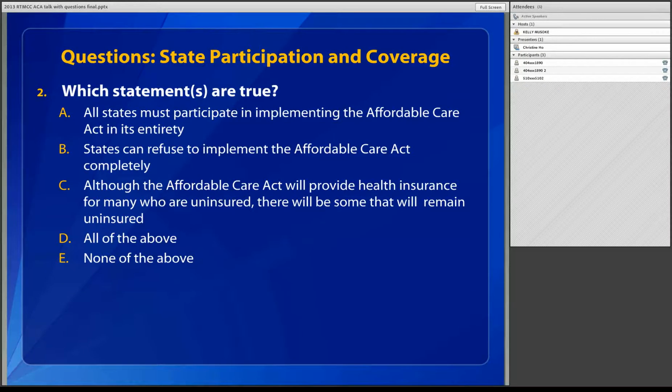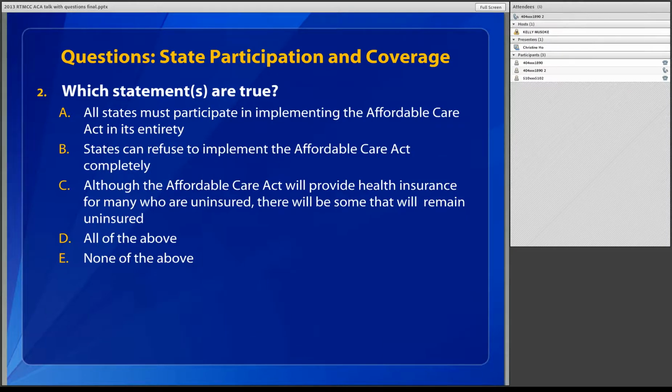Okay, and what we saw was 4% answered A, that all states must participate in the Affordable Care Act in its entirety. 8% answered B, that states can refuse to implement the Affordable Care Act completely. 83% answered C, that the Affordable Care Act will provide health insurance for many who are uninsured, but that there will be some that remain uninsured. 18% answered D, all of the above, and nobody answered none of the above.